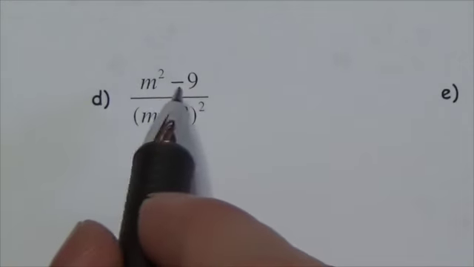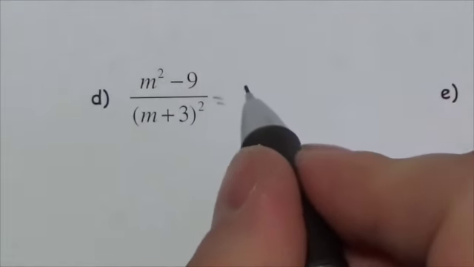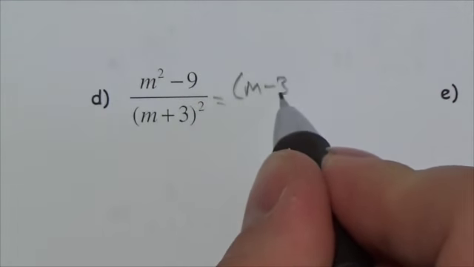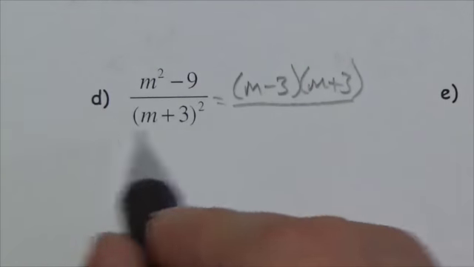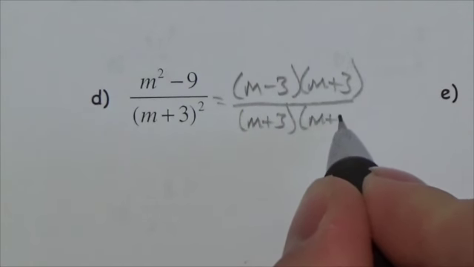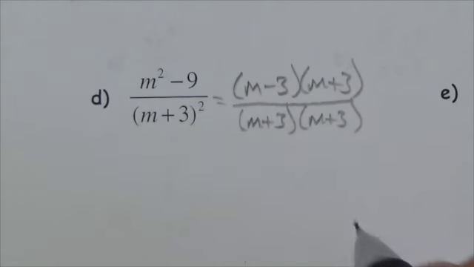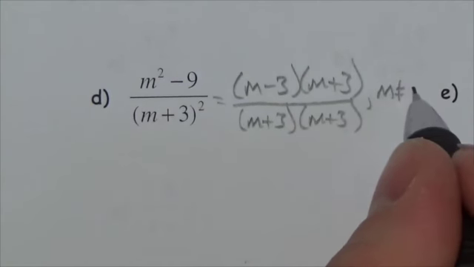Okay, m squared minus 9. Oops, sorry, let me tighten my pencil there. That's a difference of squares again, m minus 3, m plus 3. And now look at the denominator here, m plus 3 squared. I'm just going to write that out. M plus 3, m plus 3, because I got two factors there. And then the restriction here, the non-permissibles, m can't equal negative 3.